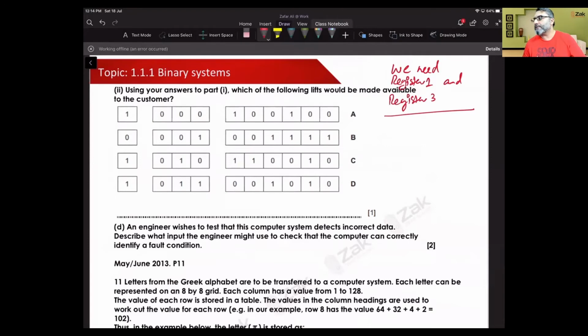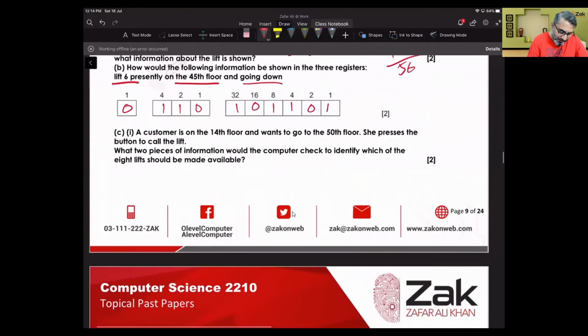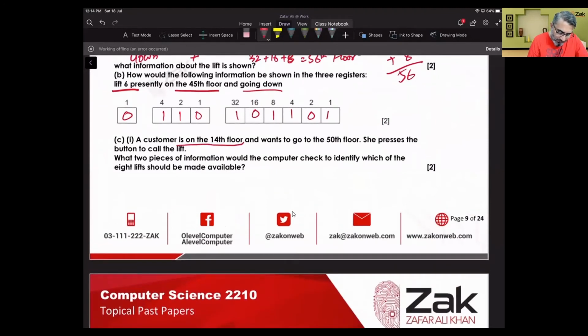We are at floor 14 now. We are currently at floor 14. Okay, so it says that a customer is on the 14th floor. She wants to go to the 50th floor. So it means she wants to go up.